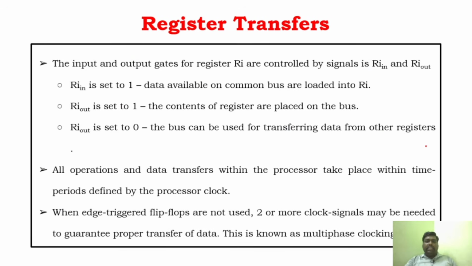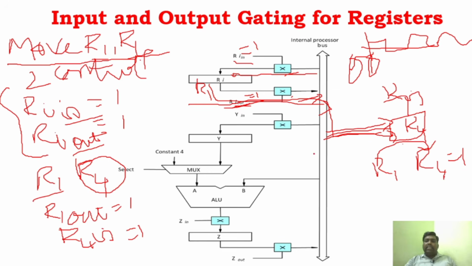Once it is enabled, R4 will have an edge-triggered flip-flop. Every register will have a flip-flop. And whenever there is a rising edge in the clock, this flip-flop will load the content which is here at the input. The data will be loaded into this particular register for every clock cycle, that is, if there is data, it will be loaded. Any data transfer will happen at the start of the clock cycle. That is how you have to understand it.